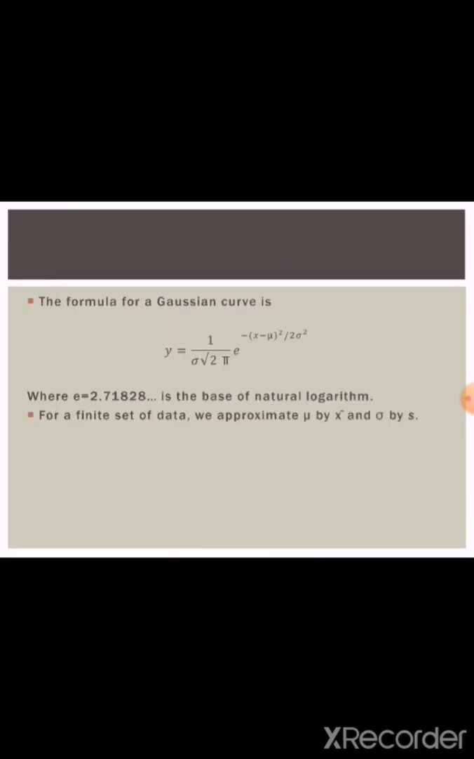Okay. So, for the Gaussian curve, para makita natin yung area dun sa curve, we have this formula, where e is equal to 2.71828 and it is the base of natural logarithm. For an infinite set of data, we approximate mu by the mean and sigma by the standard deviation.